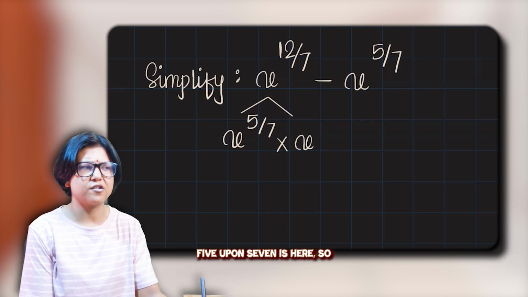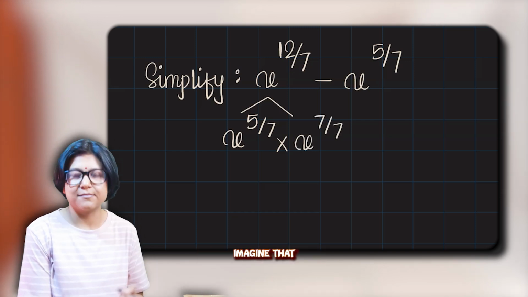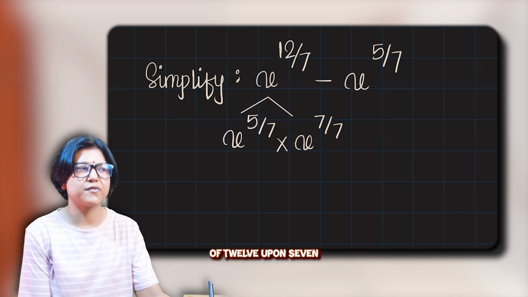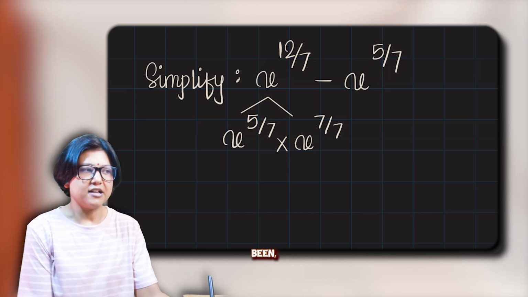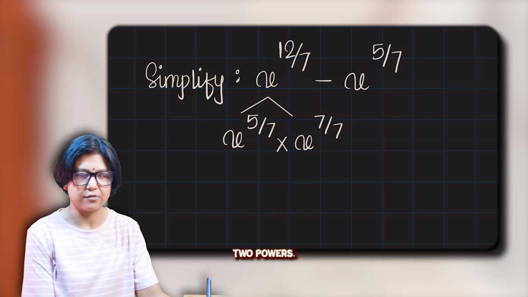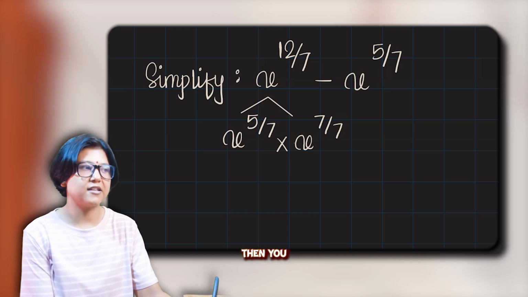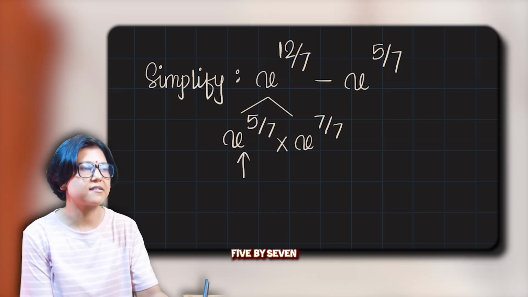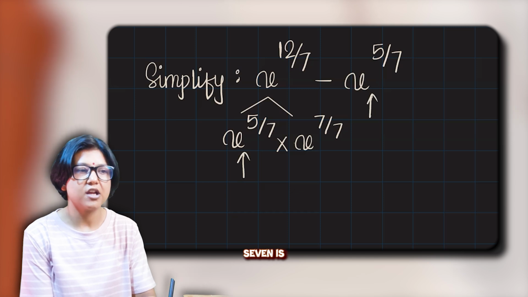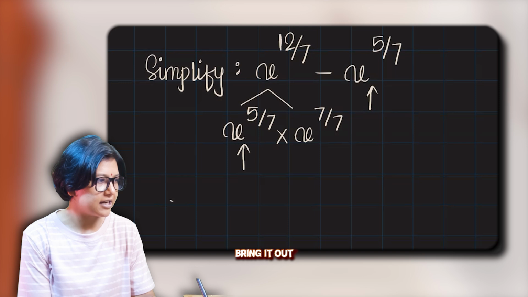5 upon 7 is here, so the remaining power will be 7 upon 7. So we can imagine that this x to the power of 12 upon 7 could have been the product of two terms where the same base is being multiplied with two powers. If you think about the bigger power like this, then you clearly see x to the power 5 by 7 is common. So when x to the power 5 by 7 is common, you bring it out.